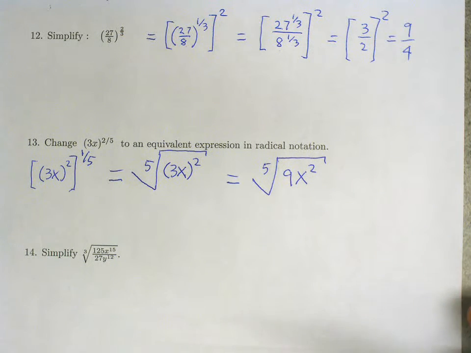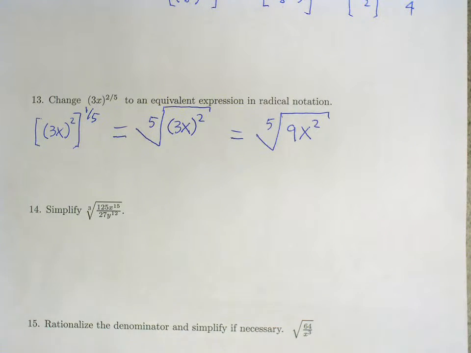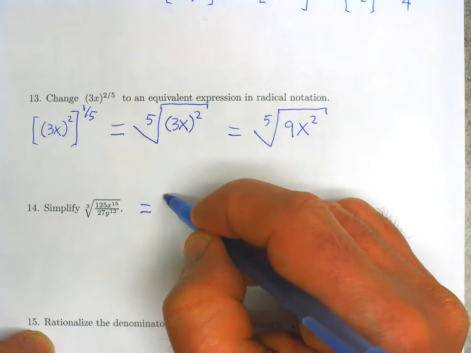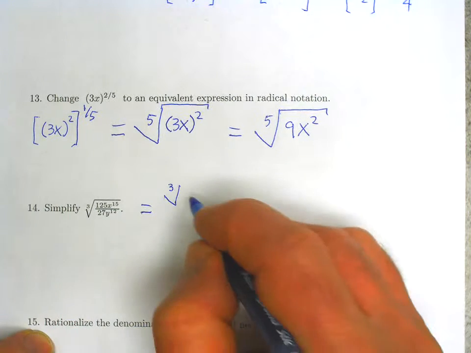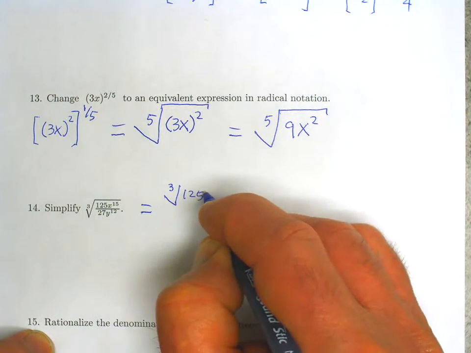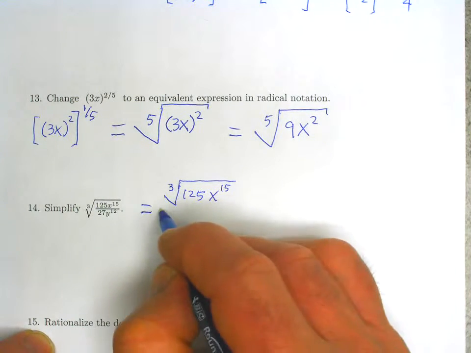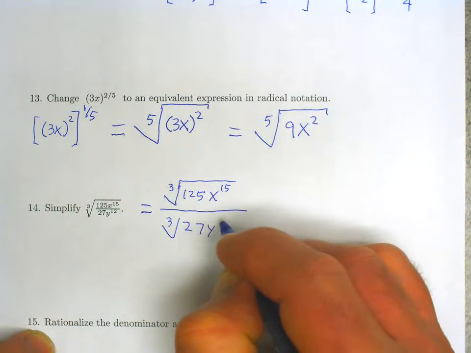Okay, the next problem, number 14. Simplify the cube root of a quotient, 125x to the 15th over 27y to the 12th. Well, this works out really nicely. You can write this as a quotient of cube roots. So in the numerator, the cube root of 125x to the 15th. And in the denominator, the cube root of 27y to the 12th.